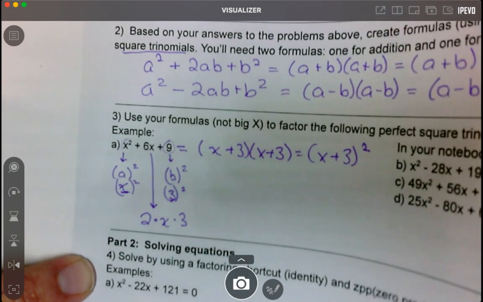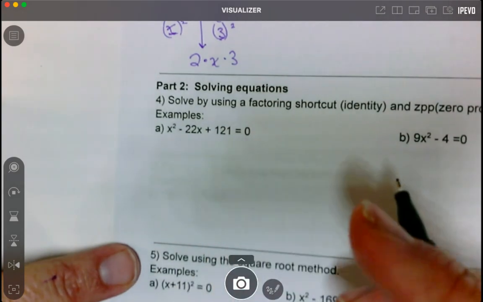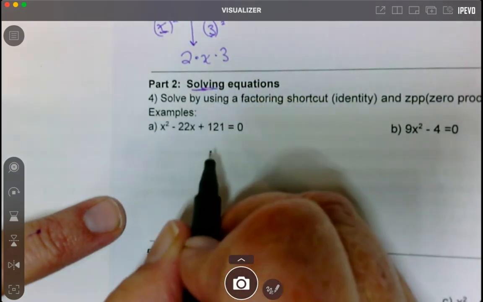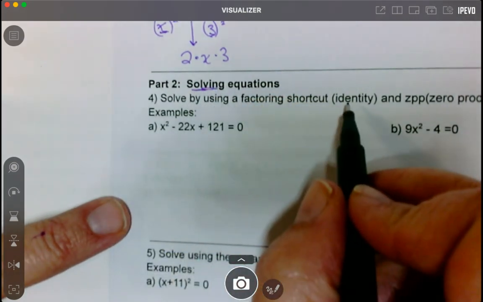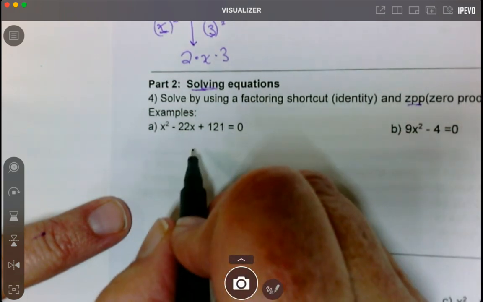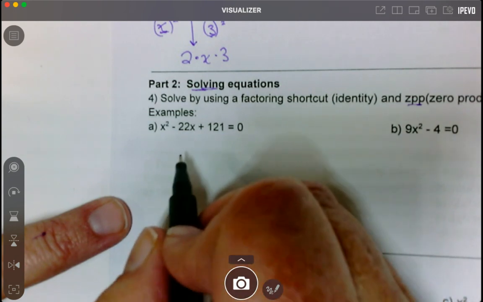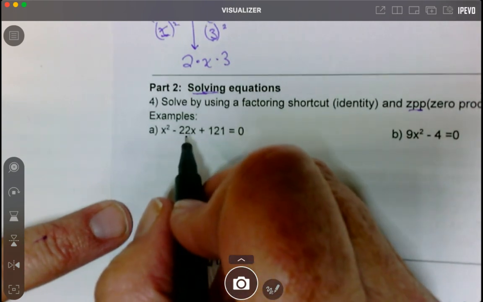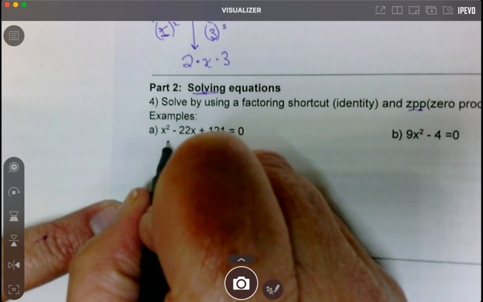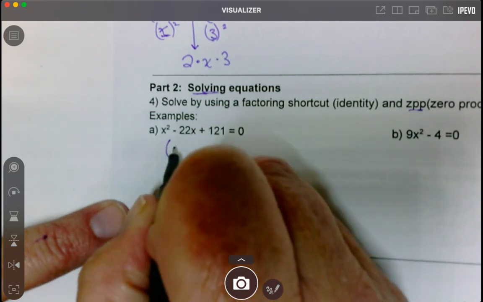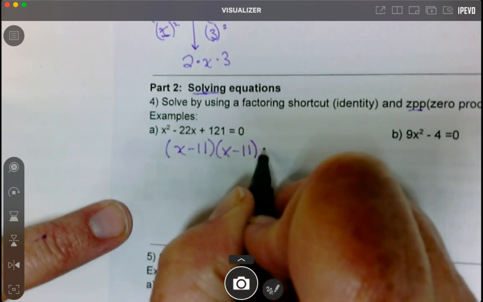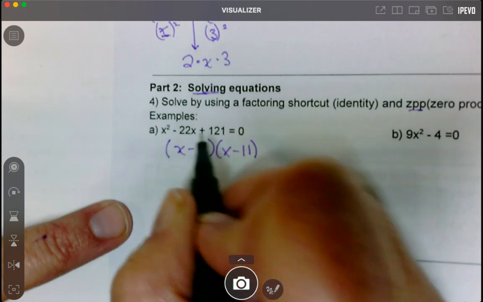Okay, now let's talk about using the identities to solve. So it says solve by using a factoring shortcut and zero product property. So instead of using big X here or quadratic formula, I'm going to just factor straight away. I can see that this is 121, which is a perfect square, x squared, and I'm pretty sure that this is x minus 11, because 11 times 2 is 22, so we're good.